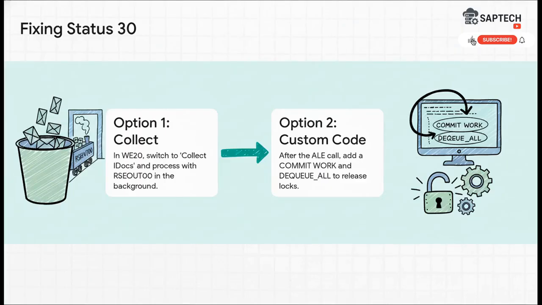So this usually boils down to one of two things. First, your system might not be set up to send IDocs out right away. The fix? You just need to schedule a standard program, RSEOUT00, to pick them up and send them out in batches. Or, if it's from a custom program, you've got to make sure your developer's code is actually finishing the job by committing the work and releasing any locks.